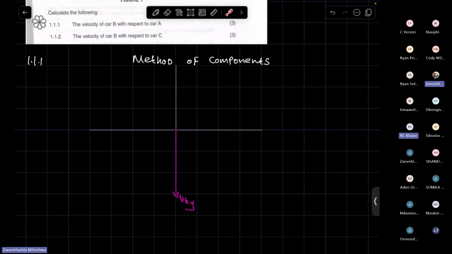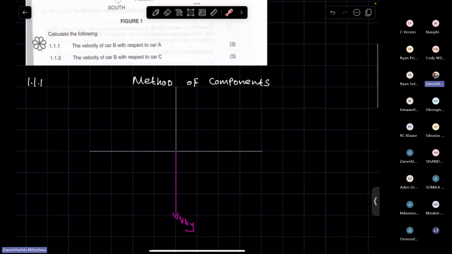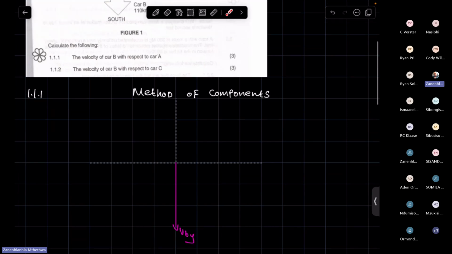Yes, sir. Clear. Because B is parallel to the y-axis, instead of just calling this VB, because we're using the method of components, we're going to name it relative to the axis that it is parallel with. It is parallel with the y-axis. So instead of just calling it VB, we're going to call it VBY, basically saying that this aligns or is parallel to the y-axis, right?